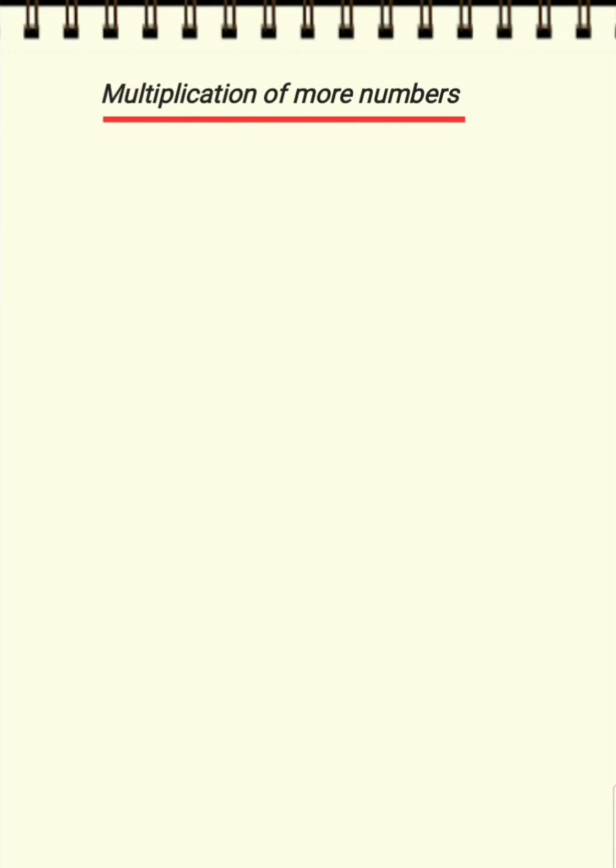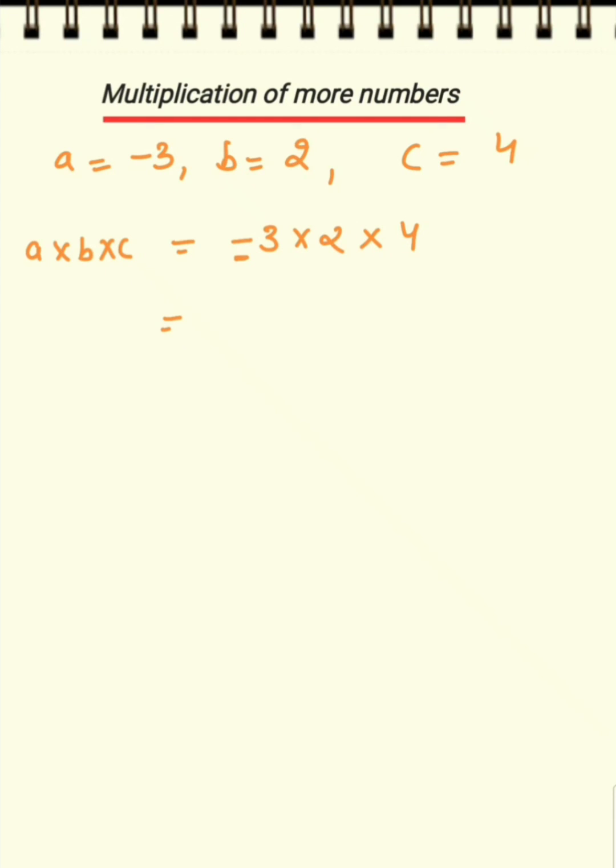Let's do the multiplication of more numbers. Let's take a negative 3, b 2 and c 4. The multiplication of these three numbers, a into b into c, is equal to negative 3, 2 and 4. So here we have only one negative. So it means we'll get a negative answer over here. We'll put a negative sign here and then we'll multiply all these three numbers. So we'll get minus 24.